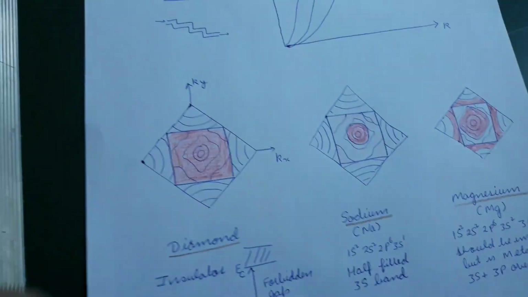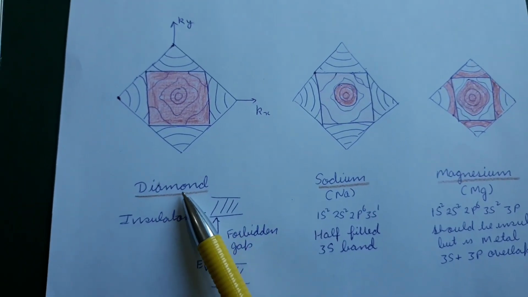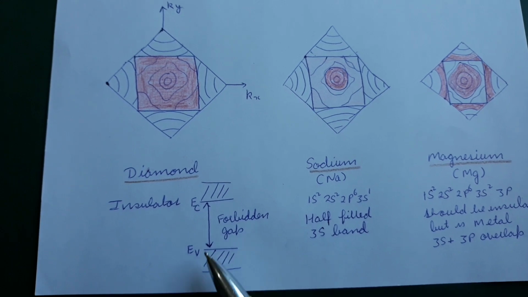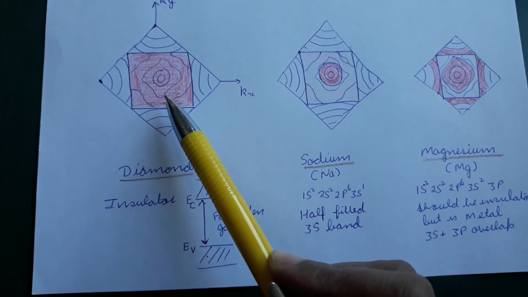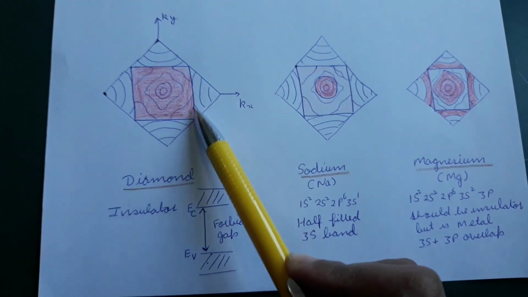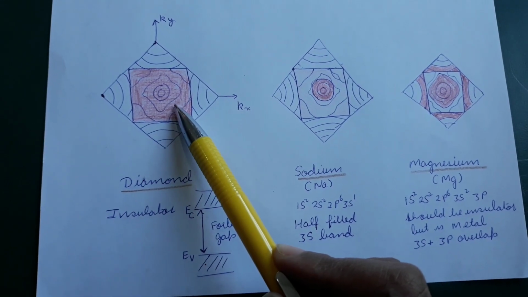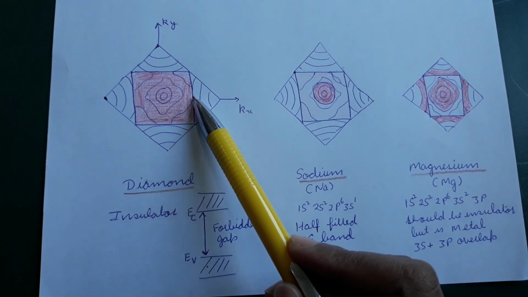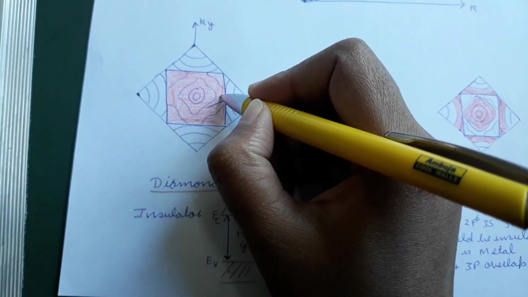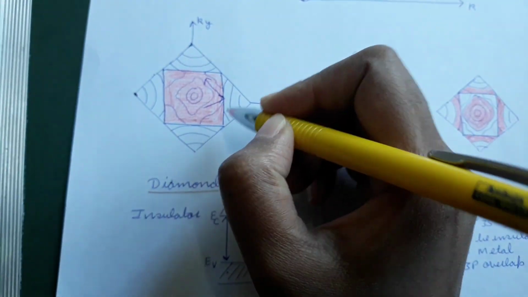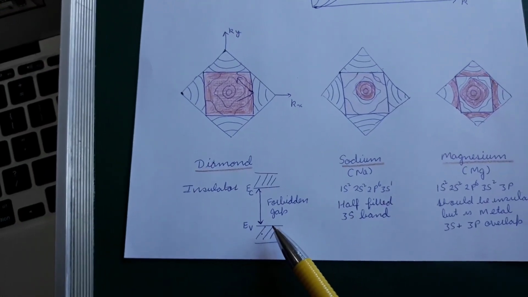We have drawn the first two Brillouin zones for diamond, sodium and magnesium, and you see that in diamond, the valence band will be completely filled and the conduction band will be completely empty, so it will look like this. The first Brillouin zone will be completely filled and the second will be empty, creating a forbidden gap. The boundary between Brillouin zones is nothing but a forbidden gap, because as the electron moves from the center to near the edge of the zone, it gets diffracted and moves in another direction, so it will not be able to go out. That is equivalent to a forbidden gap in the energy band structure.